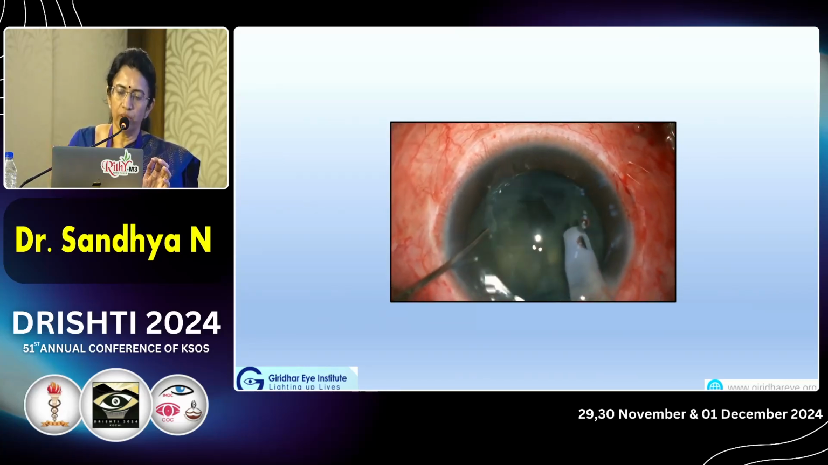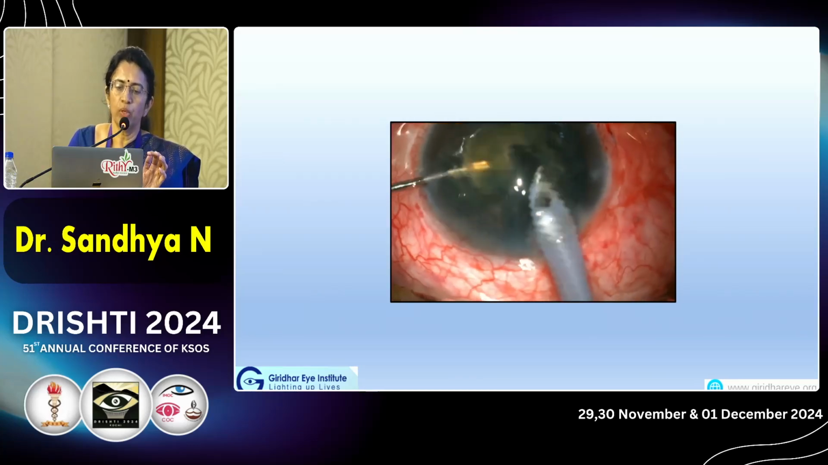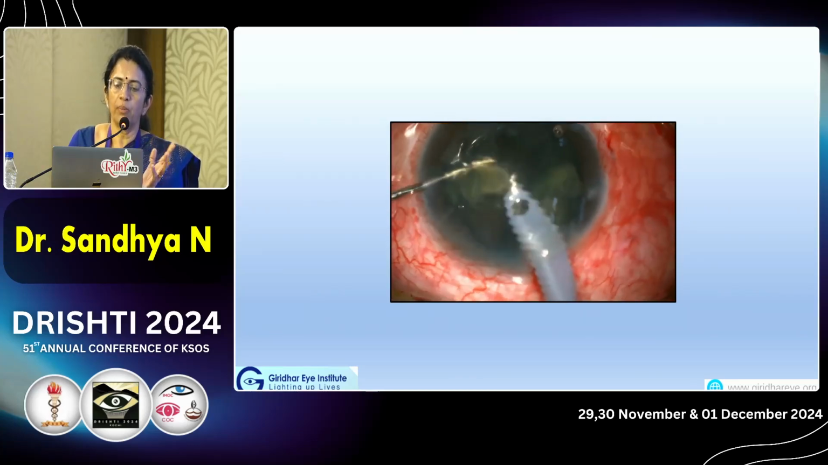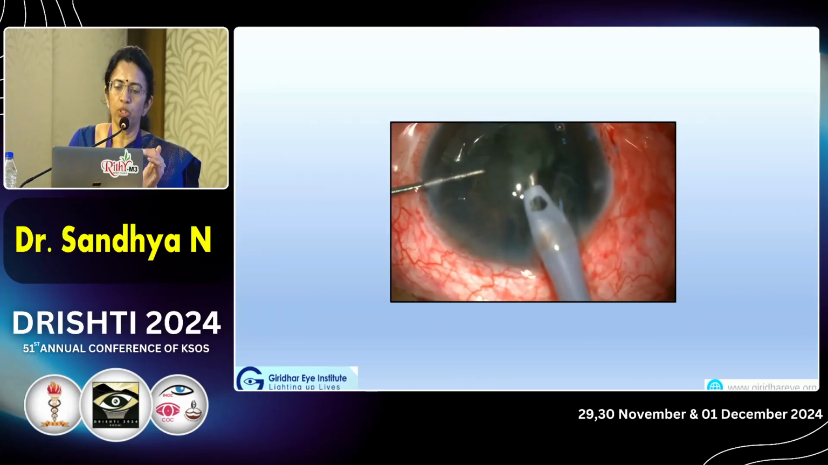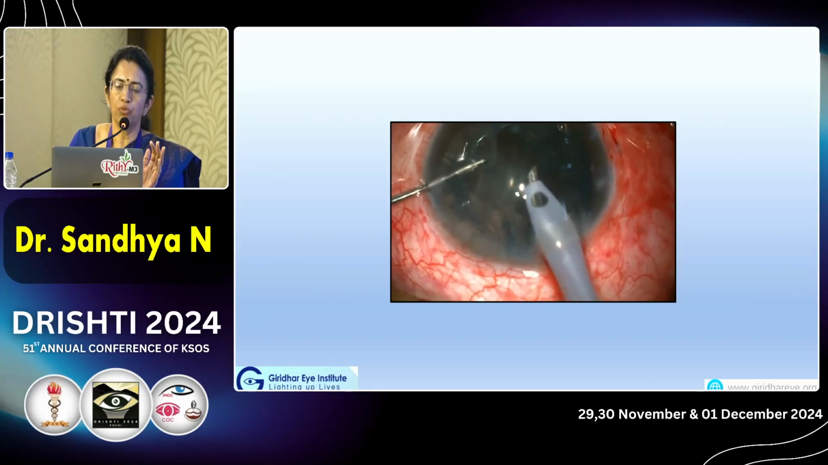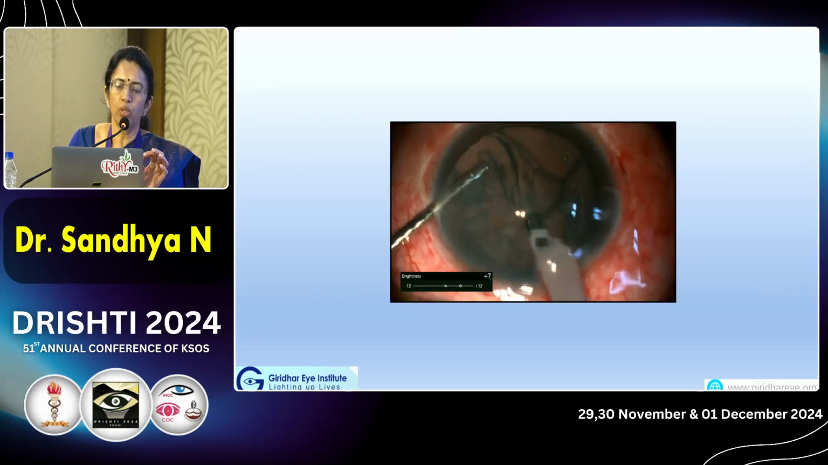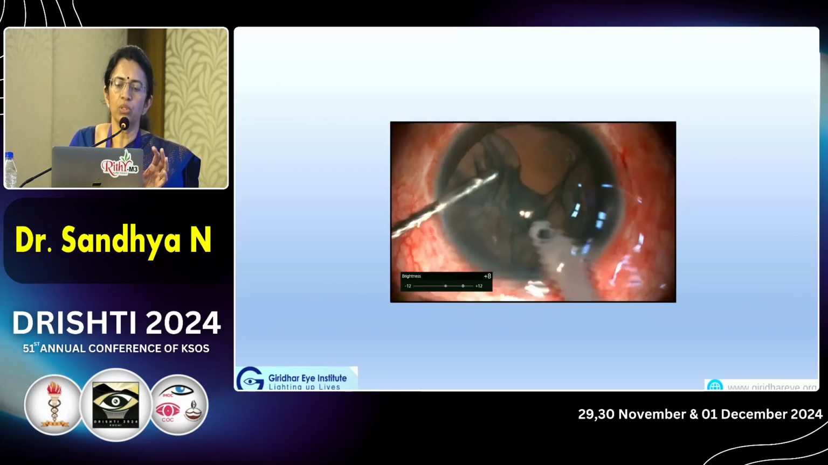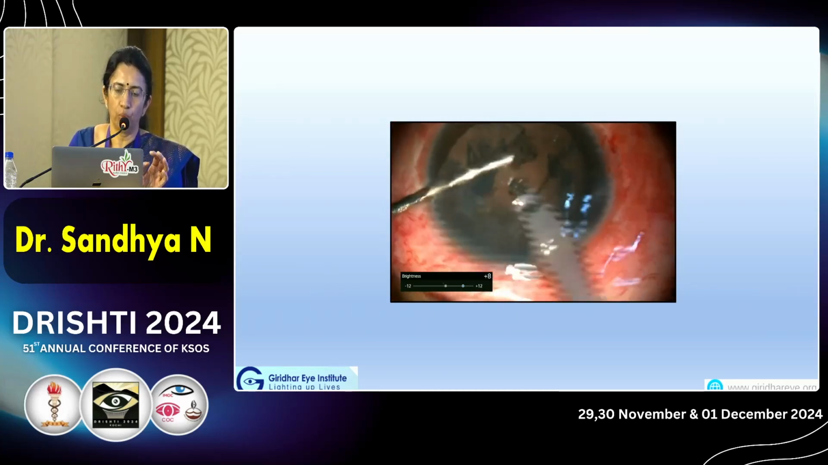So you need to reduce the infusion pressure. When you reduce the infusion pressure, there may be collapse of the anterior chamber. So proportionately, we will have to reduce the aspiration flow and vacuum. During cortex removal also, we need to reduce the infusion pressure and aspiration flow rate.